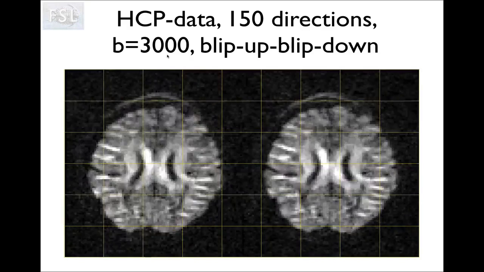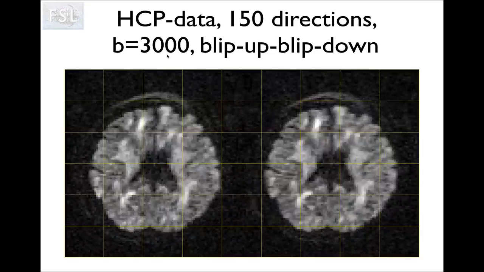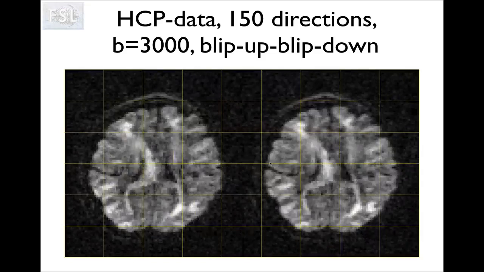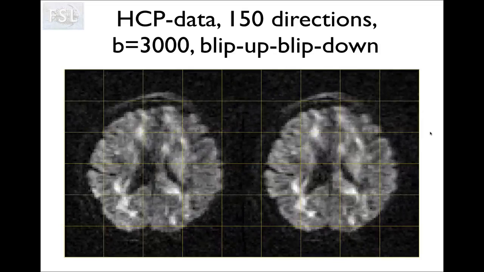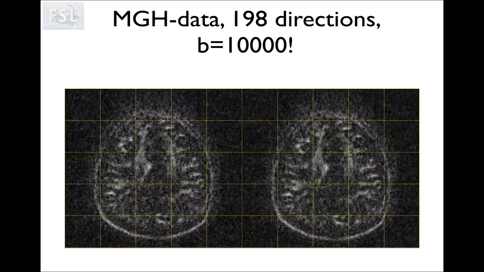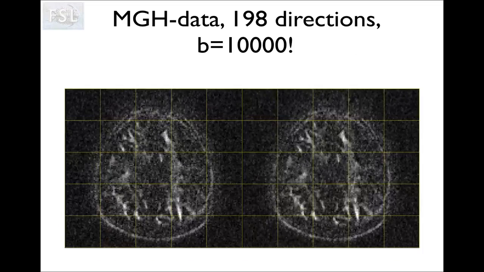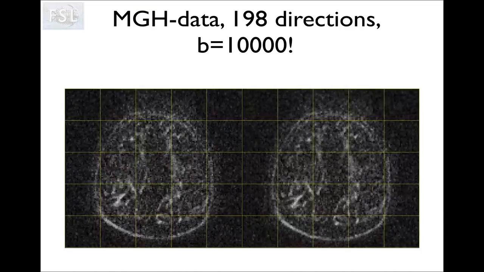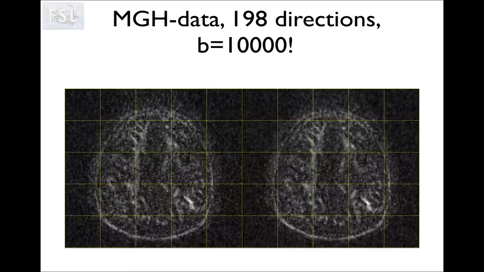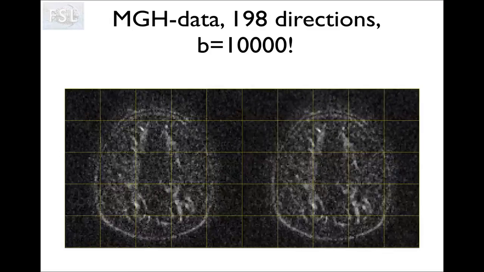So b-value 3000, already quite a high b-value. The images look quite different, so it's already quite a difficult data set for traditional methods to deal with. The next example is even harder. So this is a b-value of 10,000. Now what we have is phase encoding in the y direction, so it really is blip up, blip down.